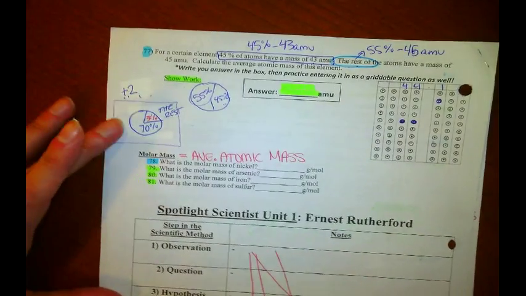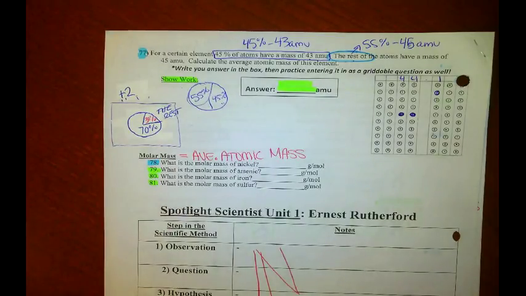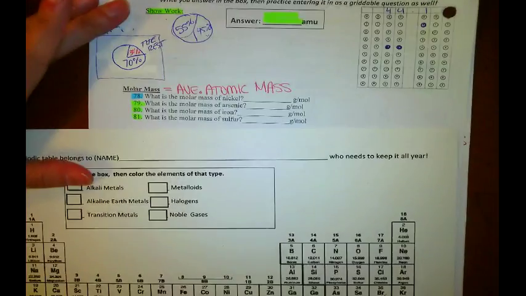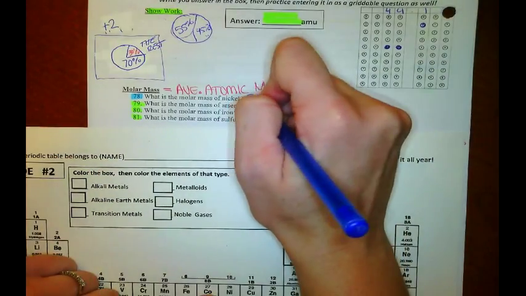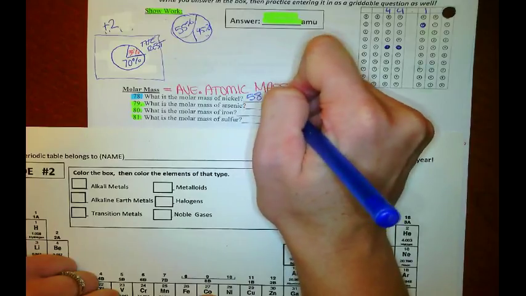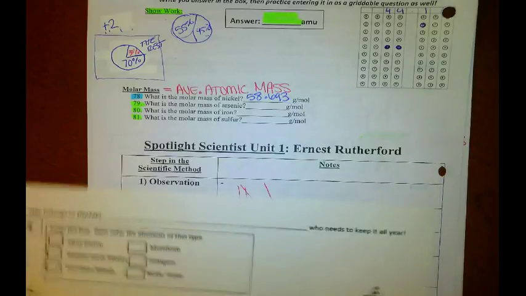This one, molar mass is, for all intents and purposes right now, the same thing as average atomic mass. So for nickel, the molar mass of nickel is the same thing as the average atomic mass. So that would be 58.693. Go ahead and do the rest of these then.